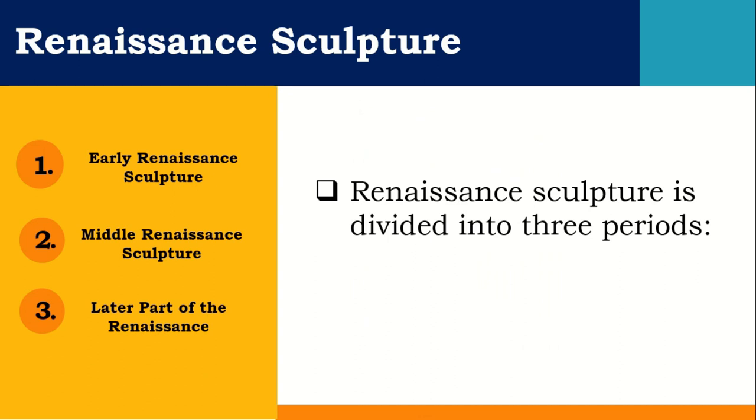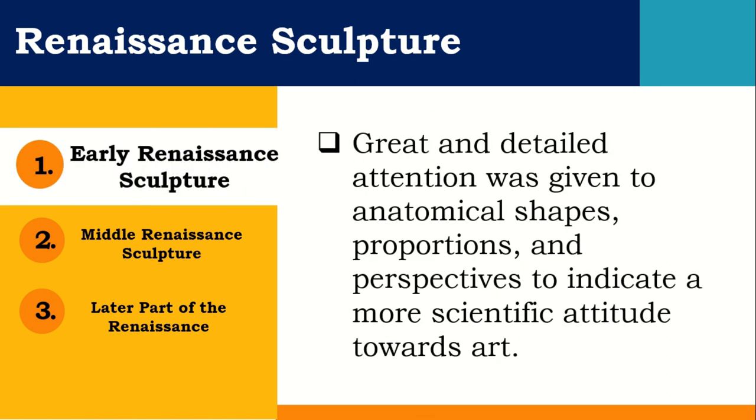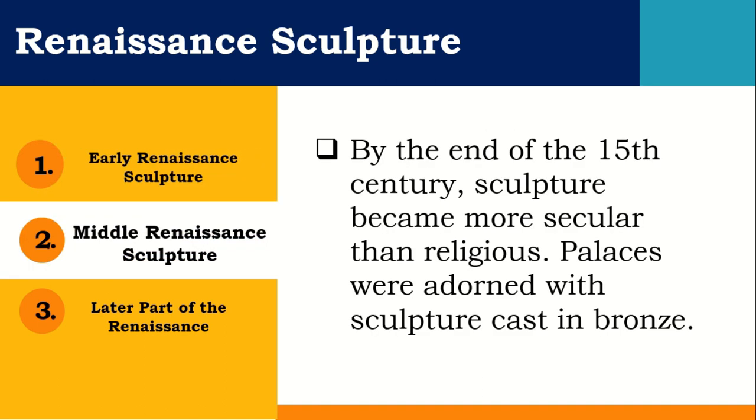Renaissance sculpture. Renaissance sculpture is divided into three periods. In early Renaissance sculpture, great and detailed attention was given to the anatomical shapes, proportions, and perspectives to indicate a more scientific attitude towards art. The second one is the Middle Renaissance sculpture. By the end of the 15th century, sculpture became more secular than religious. Palaces were adorned with sculpture cast in bronze.